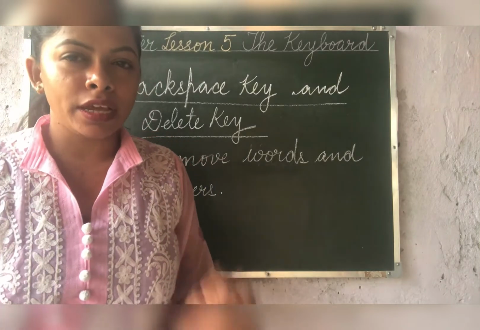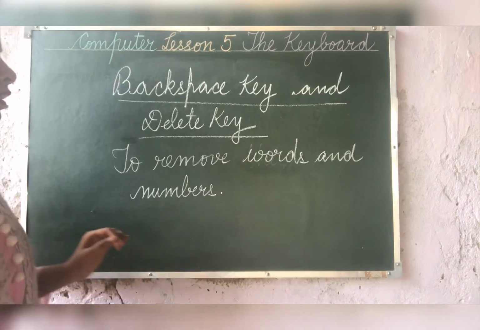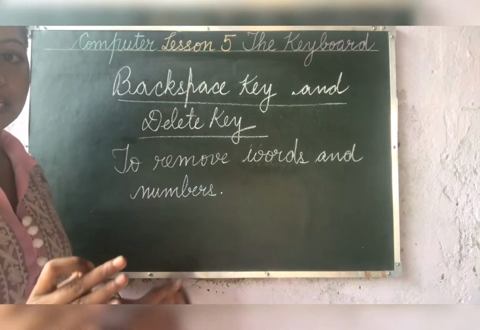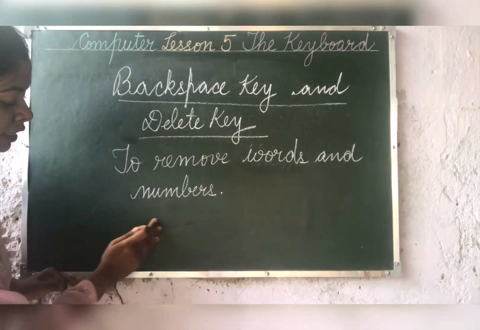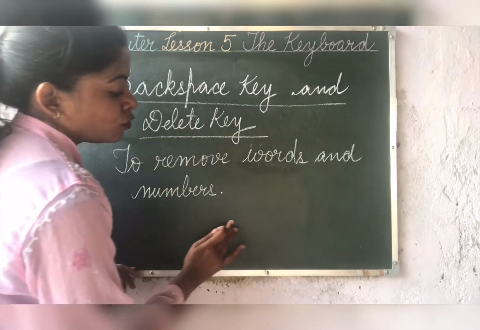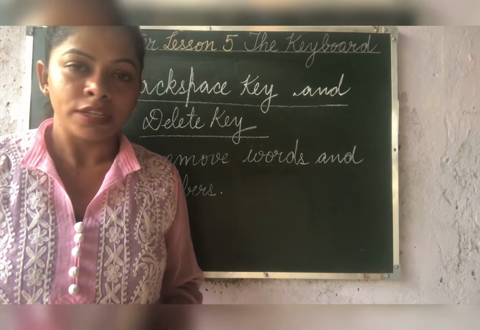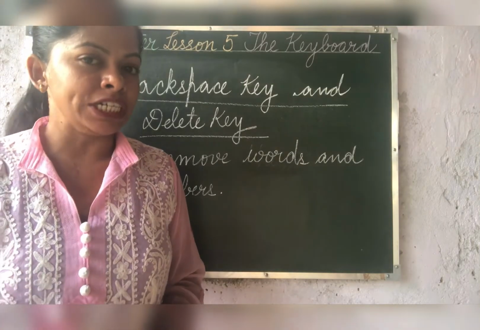But children, there is a little difference. What difference is there? Just listen carefully. With the help of backspace key, you can remove the letters from the left hand side, and with the help of delete key, you can remove the letters of the right hand side. Let us see how. Children, I am writing 2 words on the board.